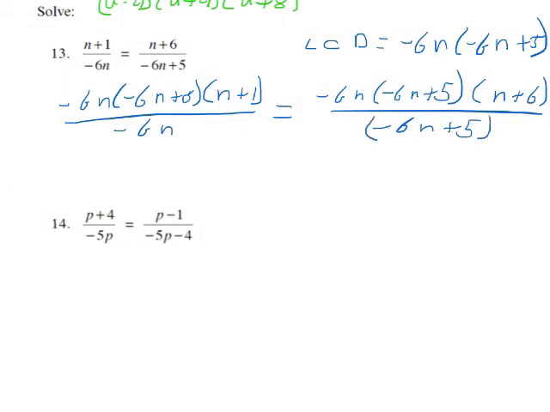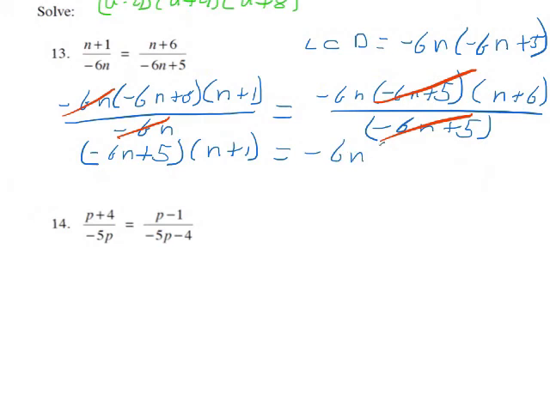Now, look here and ask yourself, does anything divide out? And I see, yes, this divides out. And I see this divides out. And I'm left with, on the left side, negative 6n plus 5 times n plus 1. And on the other side, I'm left with negative 6n times n plus 6.